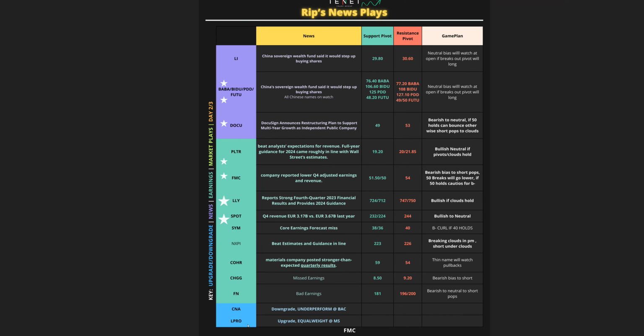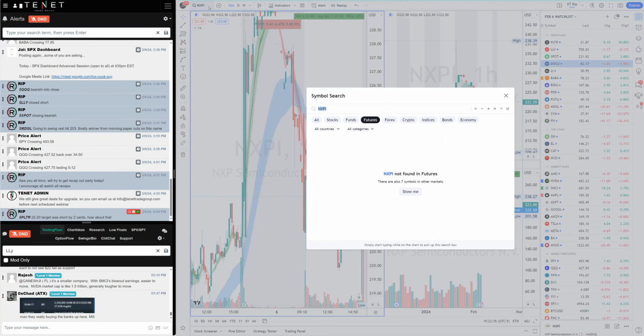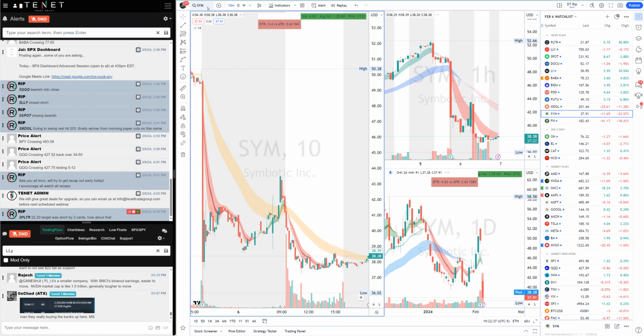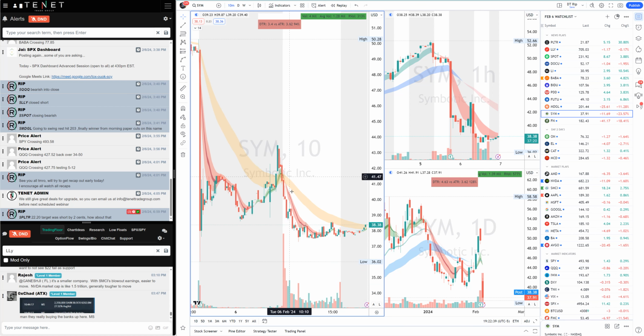Now let's look at the next idea, SYM. Only B minus curl if 40 holds, right? Under that is a short. And what did SYM do? It pulled back, broke under 40, and that was a short scalp back to the pre-market lows, right? So easy setups. You never long this if it's not holding the cloud. It already pushed over the cloud. I don't want to see this candle. This candle tells me it's bearish. It's a short. So these are 3 good examples, guys, good examples and good movers there.